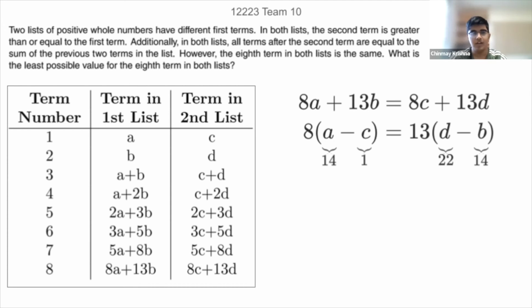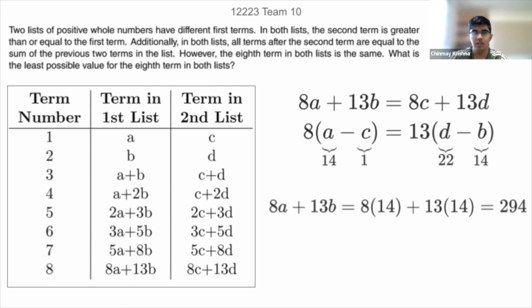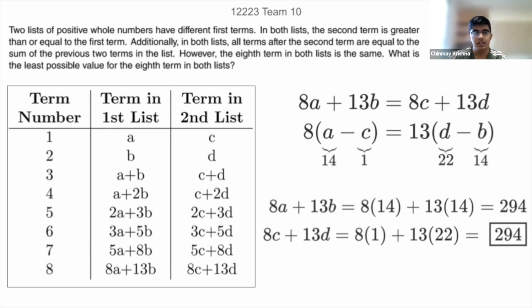So now that we found all these terms, we can find what the eighth term is. That's 8A plus 13B. 8 times 14 is 112. Then we can add 13 times 14, which is 182. When we add those two things together, we'll find that the eighth term is 294. Then we can check that the eighth term of the second list is also 294. So that's the answer. It's 294.